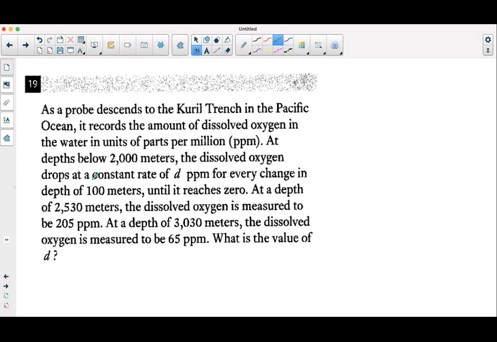Guys, on the SAT, when they say constant rate, guess what they're talking about? They're talking about y = mx + b. Okay, so d ppm for every change in depth of 100 meters. So the slope is what?